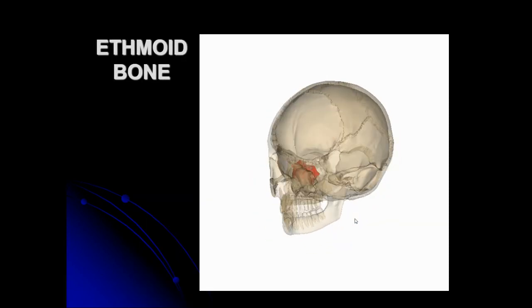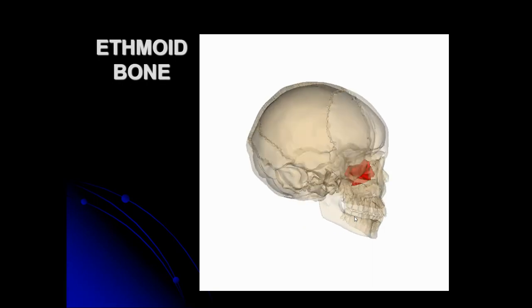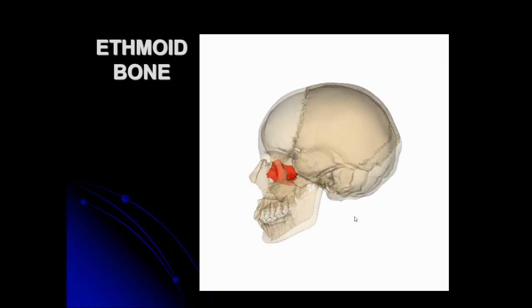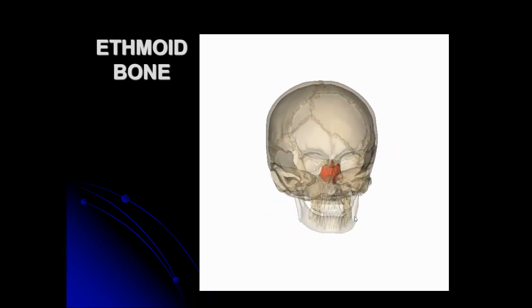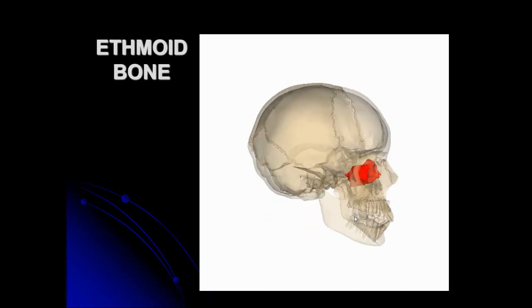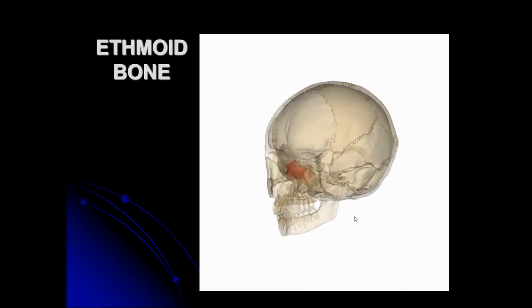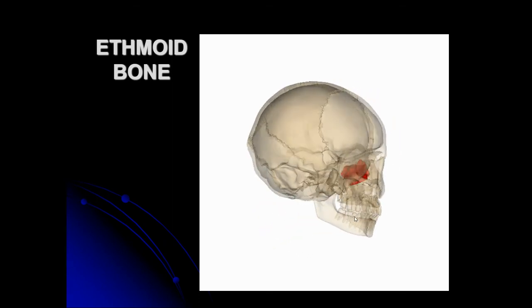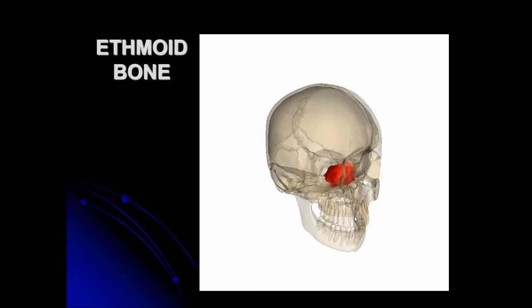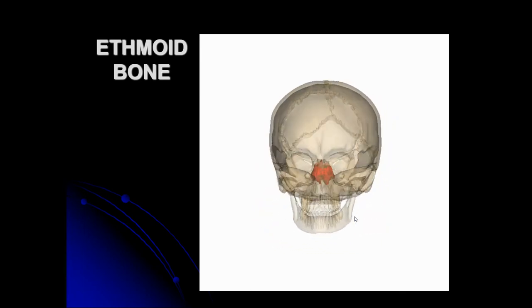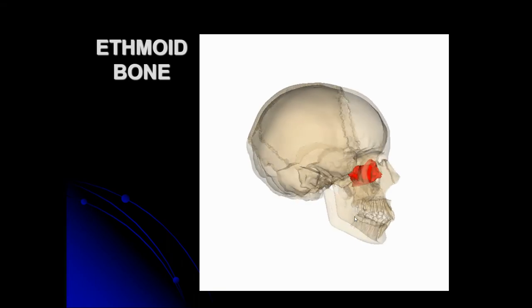The next bone we're going to look at is called the ethmoid bone. And this is the last of the cranial bones. The ethmoid bone is sort of behind the nose. It's between the eye orbits. And it forms the medial portion of that eye socket. It also has a little tiny portion which extends up into the skull.